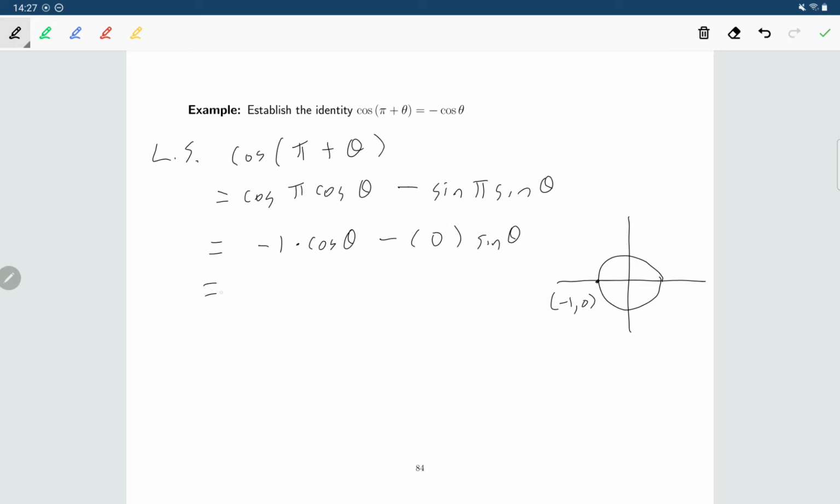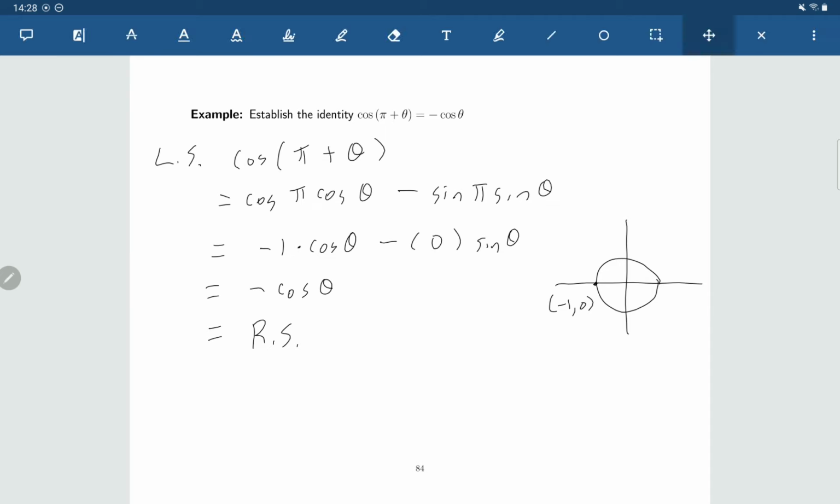And everything sort of cleans up very nicely. You have -1 times cos of theta minus 0 times sine of theta, which is just negative cos theta. So left side and right side indeed are equal to each other. So we now have that the identity of cosine of pi plus theta equals negative cosine of theta is now established.